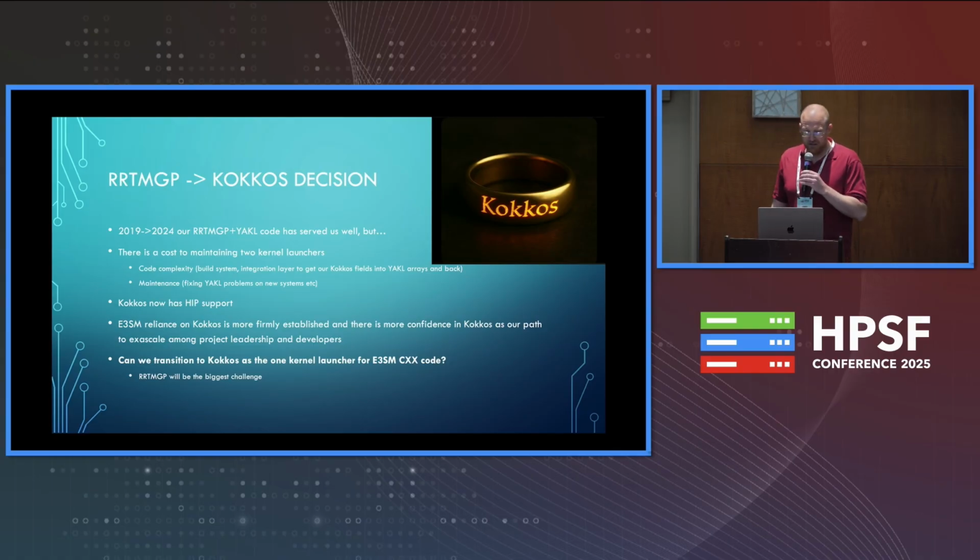Obviously, Kokkos now has great HIP support. And probably the most important thing is that E3SM as a project trusts and relies on Kokkos now. We have confidence in it that we didn't have a few years ago. So we've bought in. So can we transition to Kokkos as the one kernel launcher for E3SM C++ code?